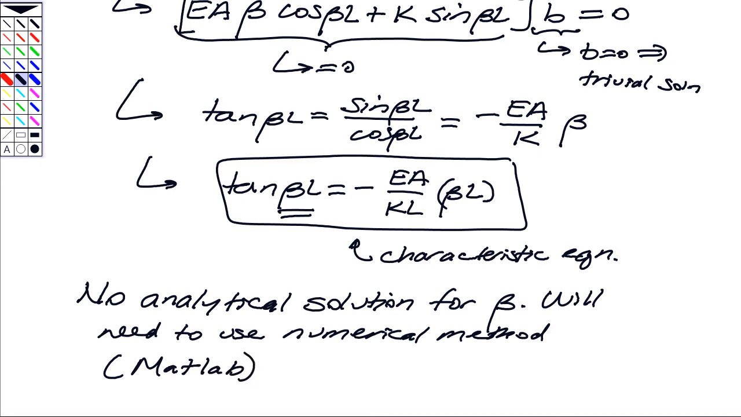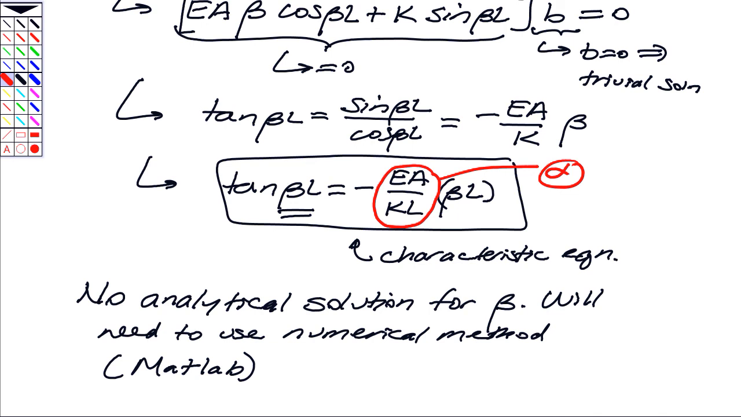So what I've done here is I've chosen some value for alpha. That's just a name. That's a ratio of EA over L, which is a stiffness-like term for the rod, as a ratio of that to K. So it gives you a measure of how stiff the spring is compared with the rod. So how do we go about that?